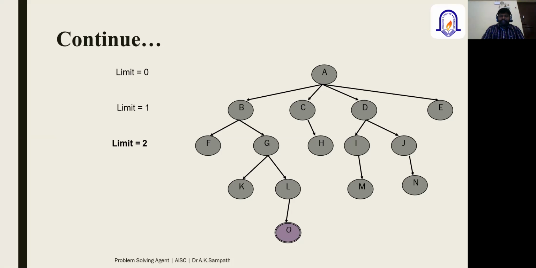This is the tree which is displayed in front of you. The root node is A. Wait a second, I'll take a highlighter.